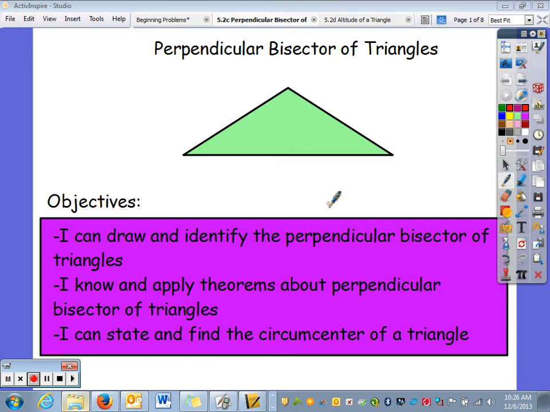So in this video we're going to learn about another part of the triangle, which is called the perpendicular bisector. Same as before, you're going to have to draw and identify what it is. You're going to have to apply theorems about the perpendicular bisector. And then we have a new term, the circumcenter of a triangle, just like we had the incenter and the centroid before.